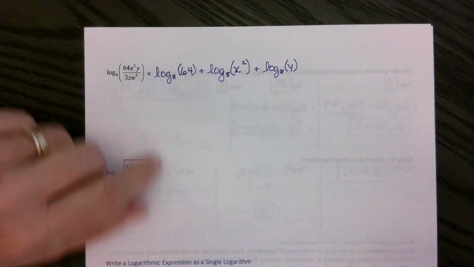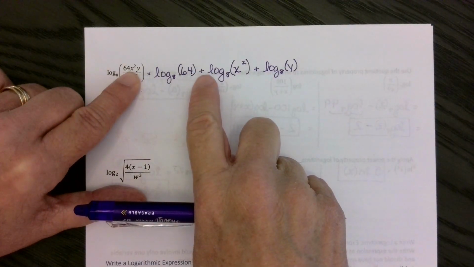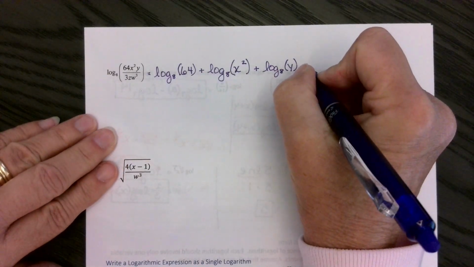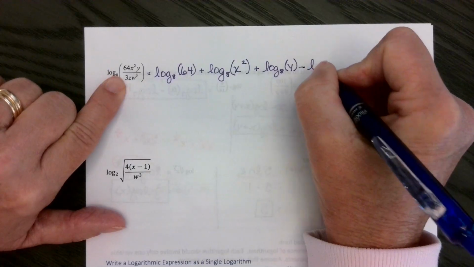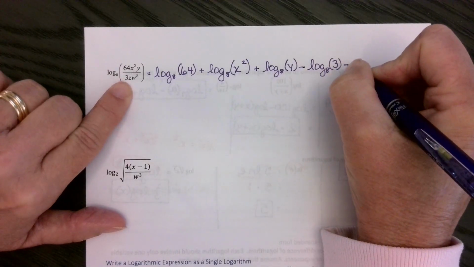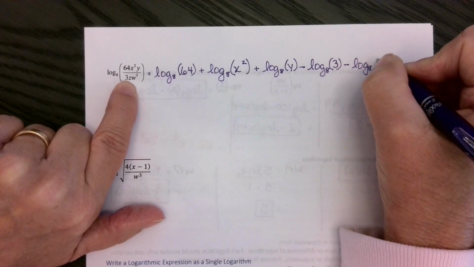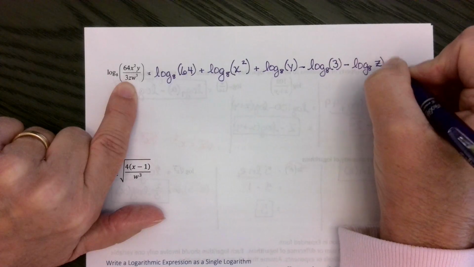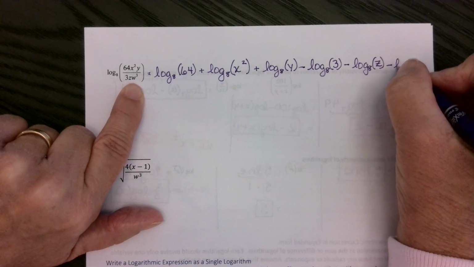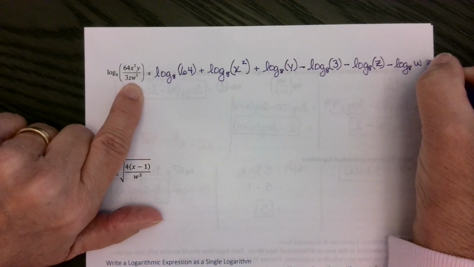And again, you don't have to have those parentheses. Again, on top, so it's positive, plus sign. Now these are on the bottom, so that's going to be minus log base 8 of 3. Because it's on the bottom, minus log base 8 of z. Again, you can do it like we did the last problem, but I'm just going to use a shortcut. Minus log base 8 of w to the third.